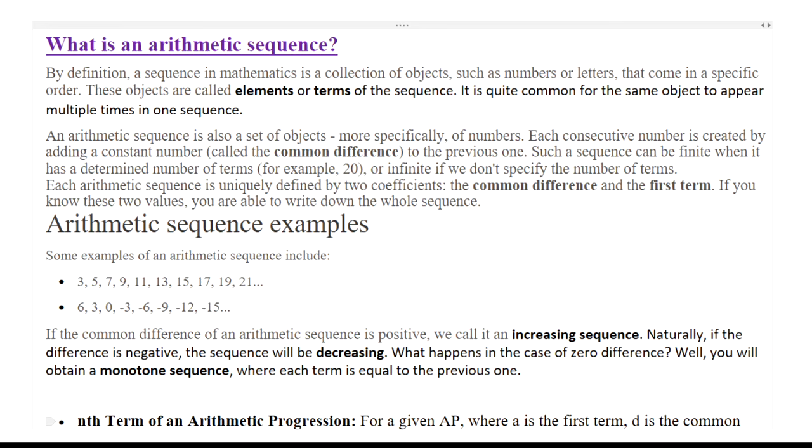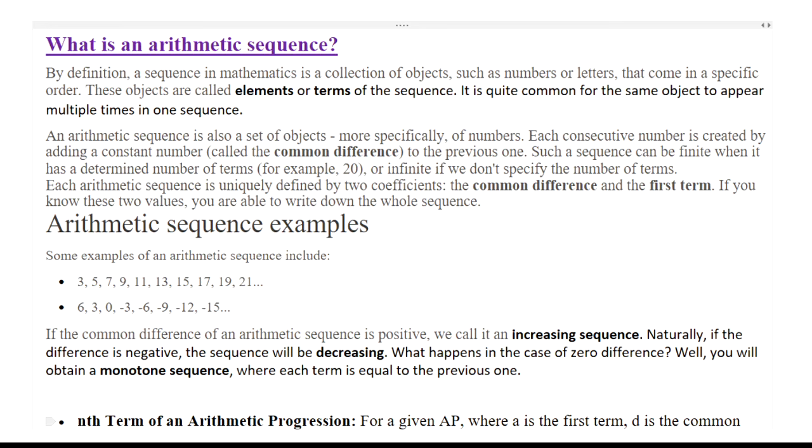Next example I have taken is 6, 3, 0, minus 3, minus 6, minus 9 and so on. Now if I observe, the common difference is positive in the first example, whereas the common difference is negative in the second example. So how do I find the common difference? It is the next term, that is succeeding, minus the previous term, that is preceding. So in the first example, it is 5 minus 3, that is 2, 7 minus 5, that is 2, 9 minus 7, that is 2. It is constant.